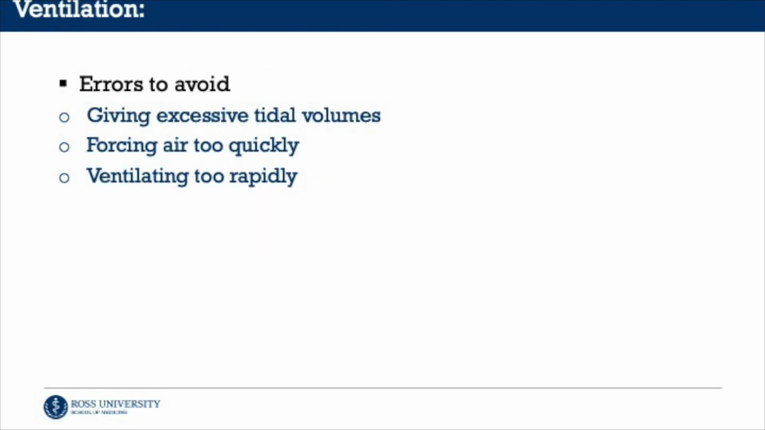And lastly, let's discuss ventilation and some errors to avoid. Try to avoid giving excess tidal volumes. Remember, the average tidal volume of an adult, about 75 kilograms, is 500 milliliters. So keep that in mind. Also try to avoid forcing the air too quickly or ventilating too rapidly.